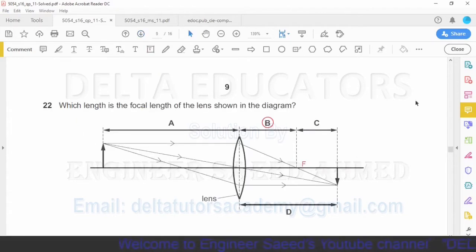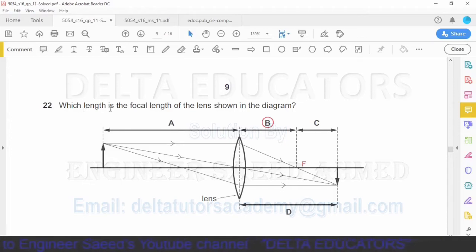Question number 22. Which length is the focal length of the lens shown in the diagram? Here we have a convex lens where some rays are passing through the lens. This line is called the principal axis. The ray which is moving parallel to the principal axis passes through the focus after passing the lens, and the distance in between the focus and the lens is called focal length. So the distance from the center of the lens to the focus is called focal length, and it is represented by B. So option B is the correct one.